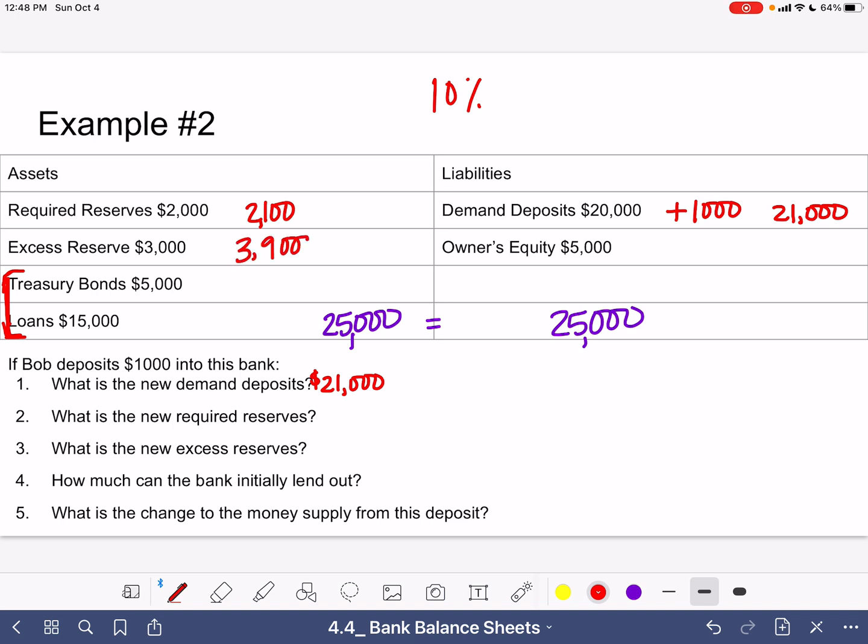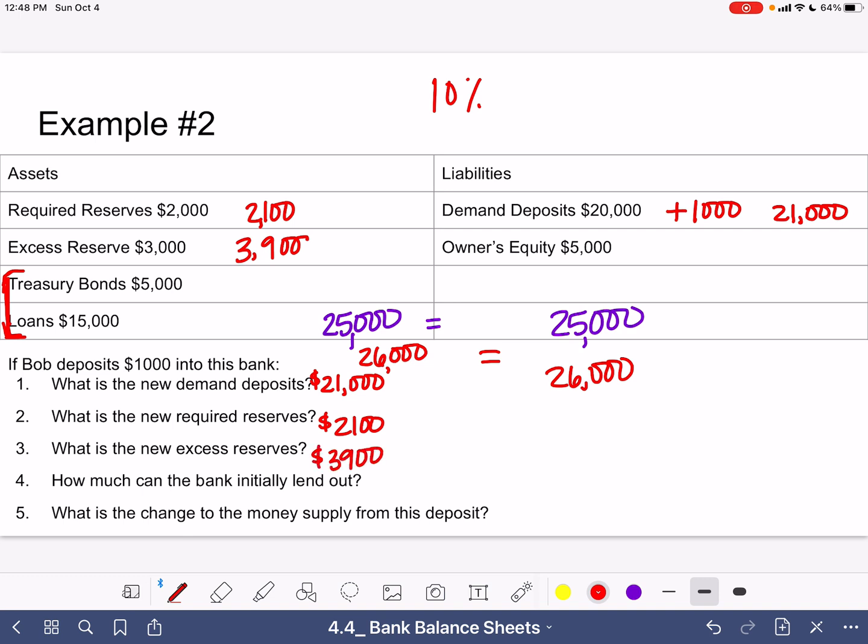Okay. So if we add everything up, we will get 26,000 on both sides. Good, we're still equal here. So the new required reserves is going to be 2,100. The new excess reserves is going to be $3,900.